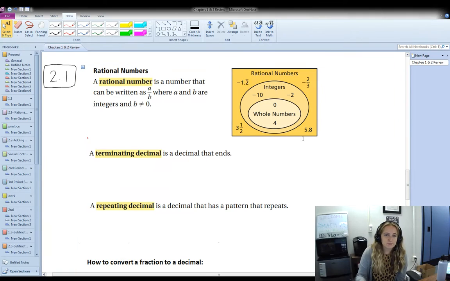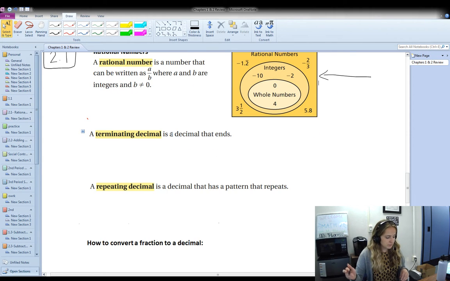So let's just review some definitions. A rational number is a number that can be written as a fraction a over b, where a and b are integers and b is not equal to 0. If you need a little reminder, take a look at this chart over here to the right. It's a good way to see what whole numbers are, what integers are, and what rational numbers are. Most of the rational numbers we're going to see are going to be fractions and decimals.